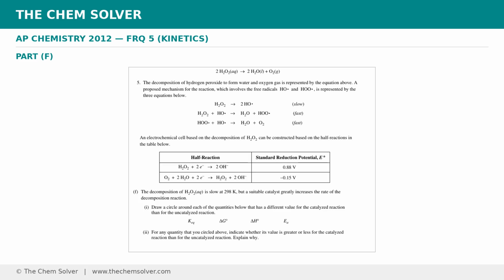The decomposition of H₂O₂ is slow at 298 Kelvin, but a suitable catalyst greatly increases the rate of the decomposition reaction. 1. Draw a circle around each of the quantities below that has a different value for the catalyzed reaction than for the uncatalyzed reaction. ΔG°, ΔH°, Ea. 2. For any quantity that you circled above, indicate whether its value is greater or less for the catalyzed reaction than for the uncatalyzed reaction. Explain why.